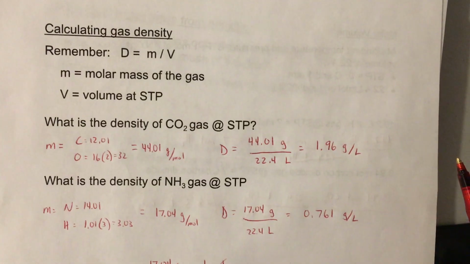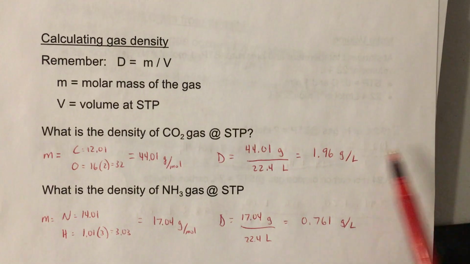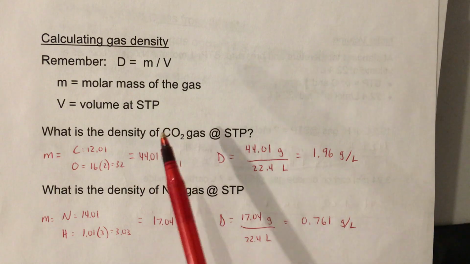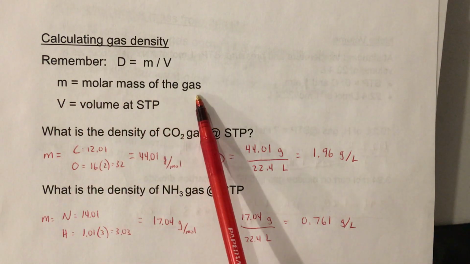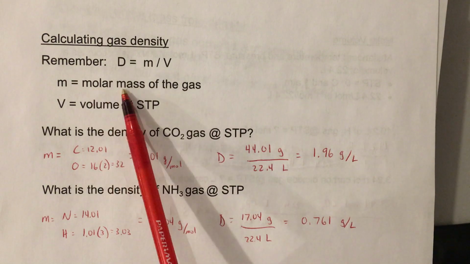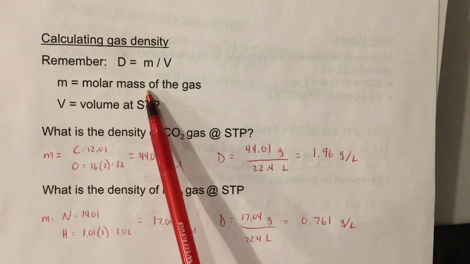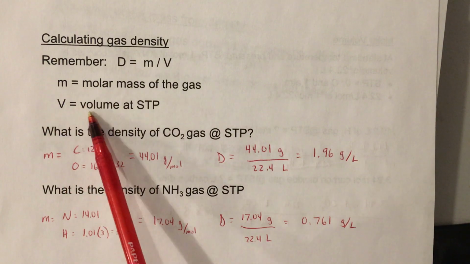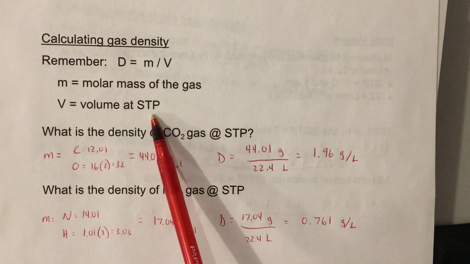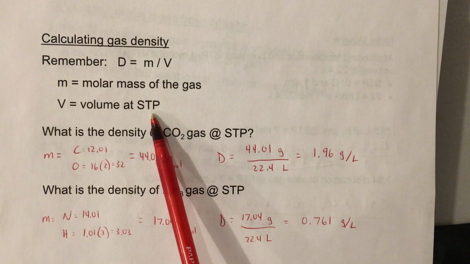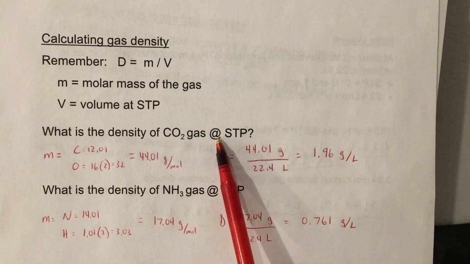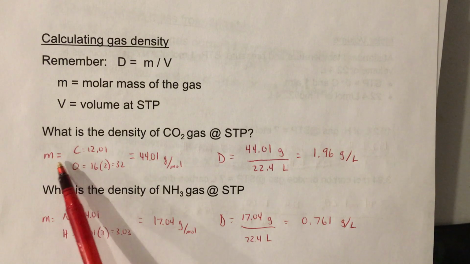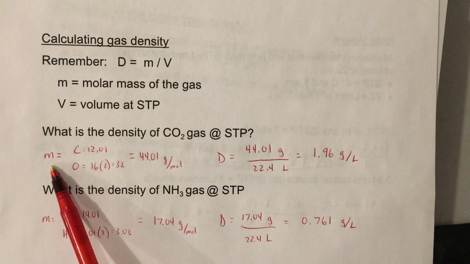Now this also lets us look at gas density. Remember that density is mass over volume, and the mass is the molar mass of the gas. So we're going to be using the mass of 1 mole of whatever the gas is. And then the volume would just be the volume at STP, which we know is 22.4 liters. So if we want to know the gas density of carbon dioxide at STP, well, for mass over volume, first we have to find the mass.